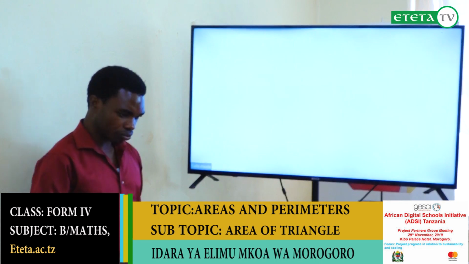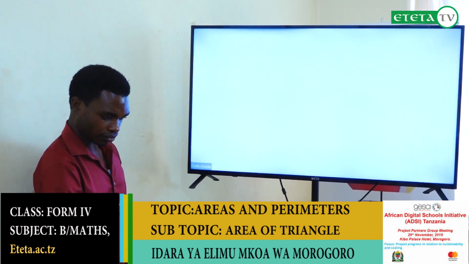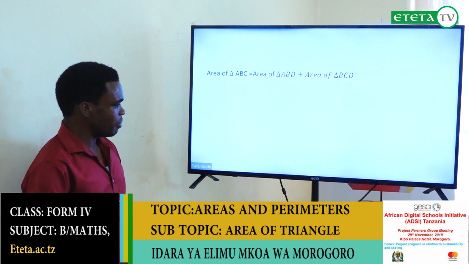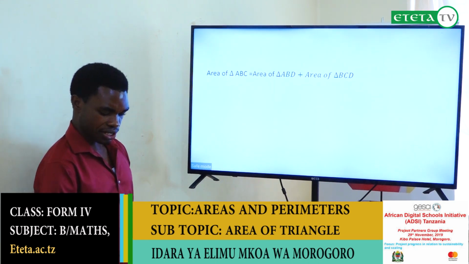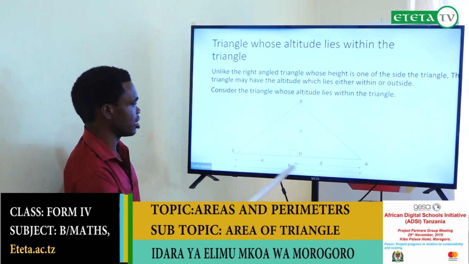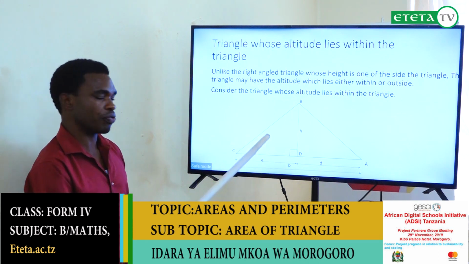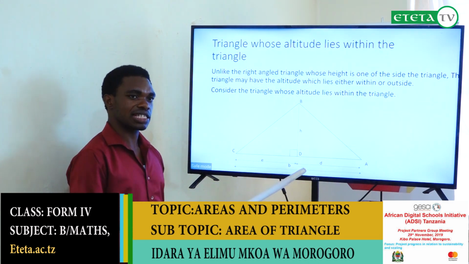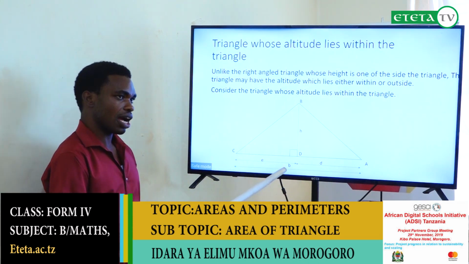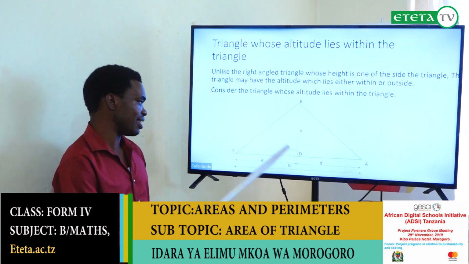Then, what is the concept it gives on this one? It should be noted that we have two triangles. Let us say again here on the triangle, we have two triangles here. All the two triangles here, they are right angle triangles, in which we discussed that the area is given as the product of a half, the height and the base.